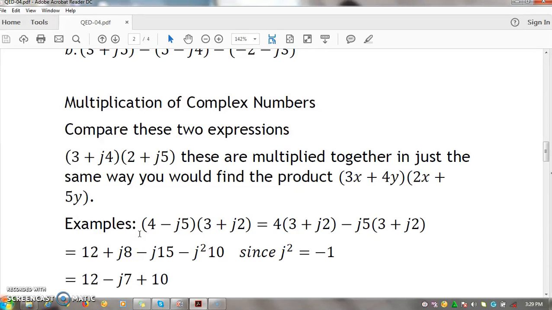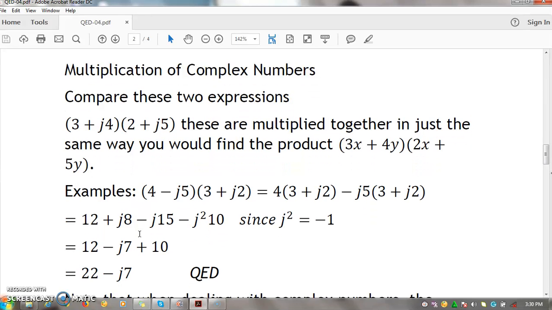It's just as if you are multiplying two brackets of algebra. So we have 3 plus j4, and we're multiplying it by another bracket, 2 plus j5. You do it the same way you find the product of 3x plus 4y and 2x plus 5y. It's that simple. Look at the example here.